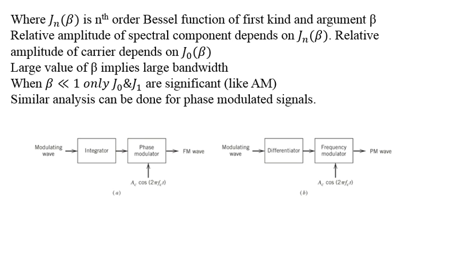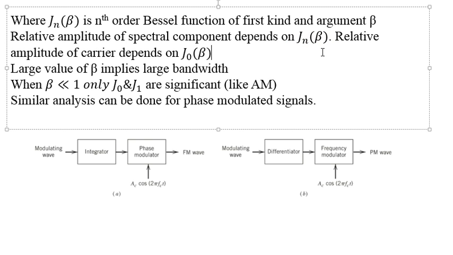Here Jn(beta) is the nth order Bessel function of the first kind, and the argument of the Bessel function is beta. The relative amplitude of each spectral component depends on Jn(beta), and the relative amplitude of the carrier is written as J0(beta). Large values of beta imply definitely a large bandwidth.